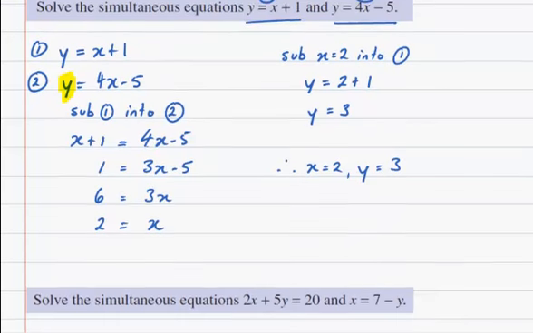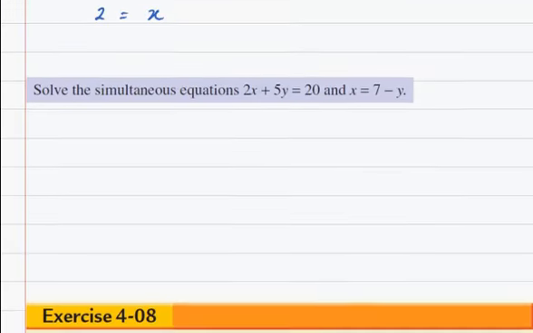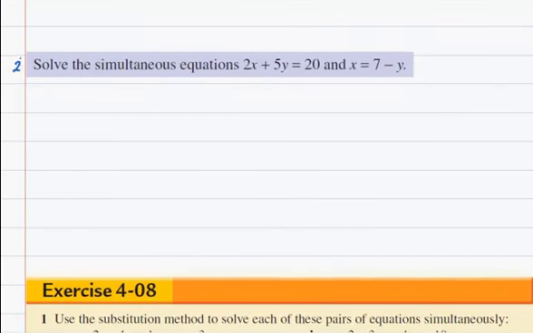Alright, let's try another example. Example 2. Solve the simultaneous equations 2x plus 5y equals 20 and x equals 7 minus y. So my first equation is 2x plus 5y equals 20, and I'm going to substitute in my second equation, which is x equals 7 minus y.